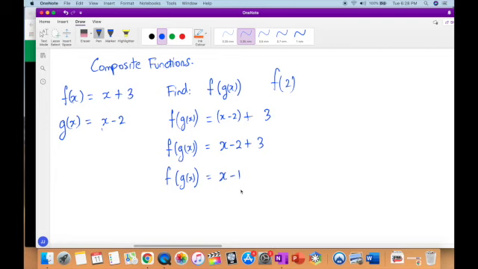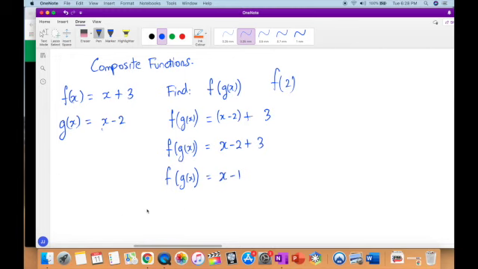Shazay, Caitlin, do you understand that what I did was I took one function and I substituted inside of another function? Shazay, you understand what I just did there? Caitlin, you understand what I just did there? Yeah. All right, nice.